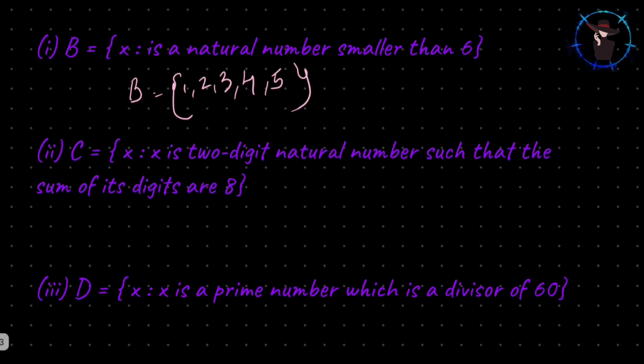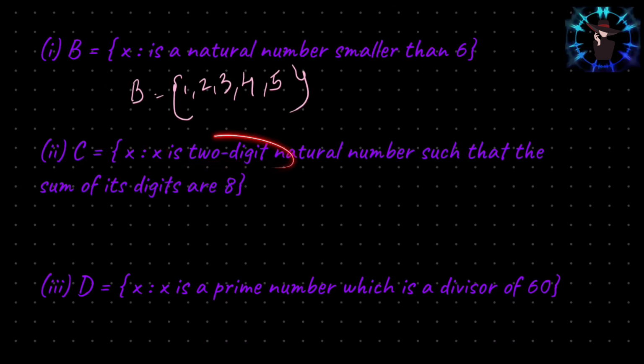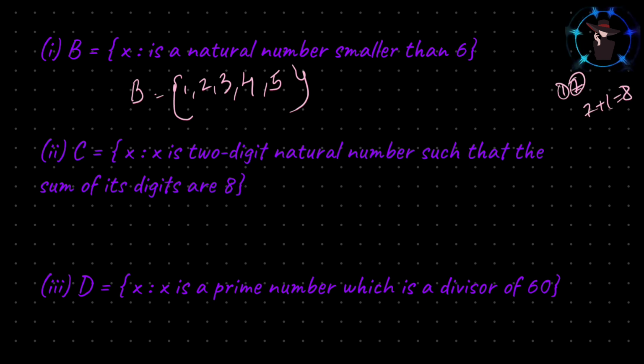Next, here such that x is a 2-digit natural number, so the sum of the digits should equal 8. So how are we going to write it? Let's consider a random number, that is 17. It's a 2-digit number, right? So the sum of these two digits is 7 plus 1, which equals 8. So these types of numbers we need to write in a set.